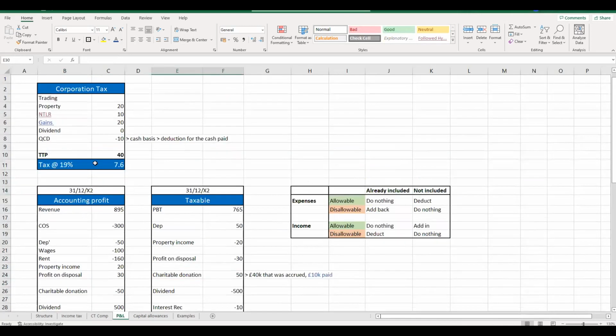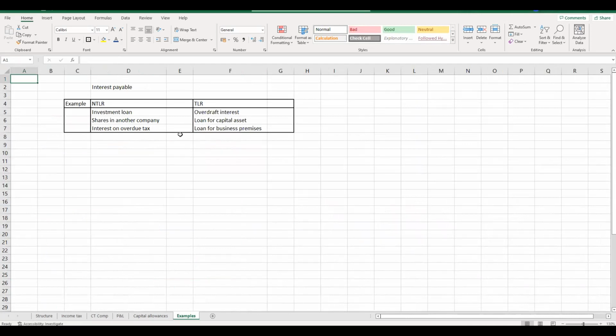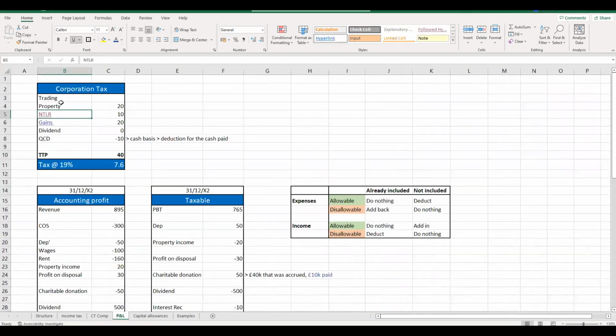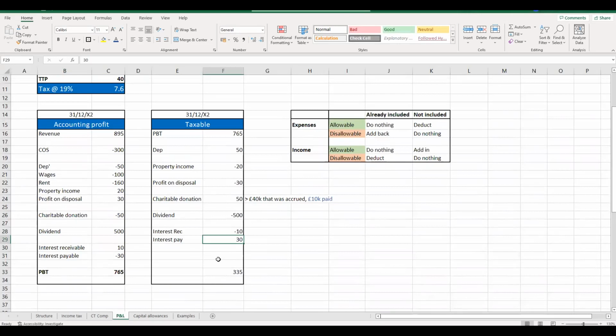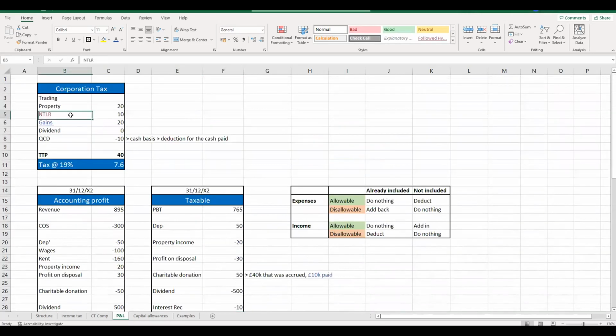Now, if this interest that we've incurred wasn't in relation to our trade, and this is the interest on a loan for that investment, what we would then say is, well, this is non-trade, it's not linked to the business trade, so we can't have it offsetting against our trading box. So what we would need to do for that interest payable is have an add back of 30, because we're saying it's not linked to our trade. We can't have it as a deduction against the trading income. And therefore, what we would need to do is allocate that cost, the interest payable, to our non-trade loan relationships.